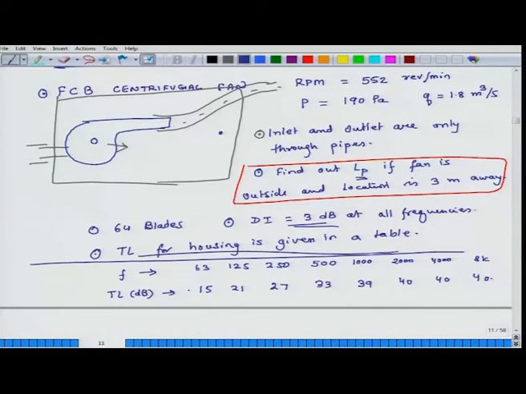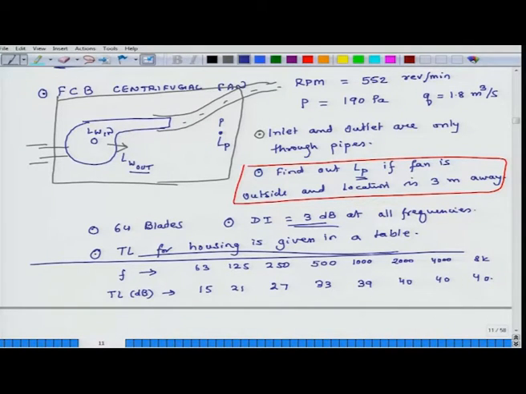With all this information, what we are supposed to do is find out LP, the sound pressure level at this point P. I have to find LP. So, to compute LP, I have to find LW out, and to compute LW out, I have to find LW in.